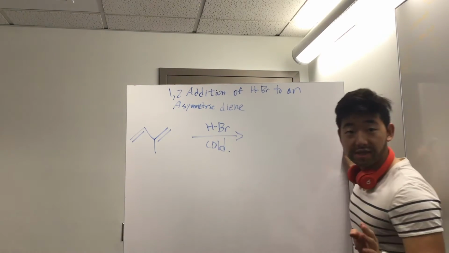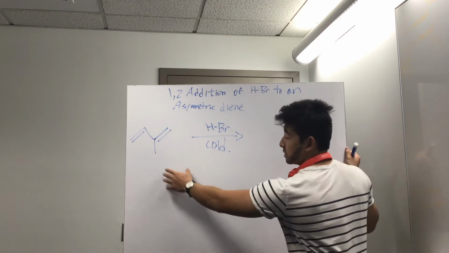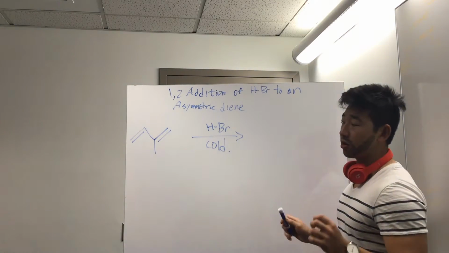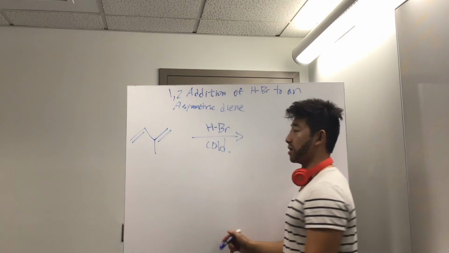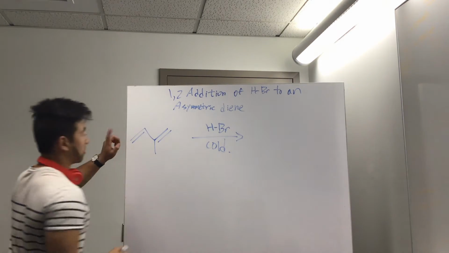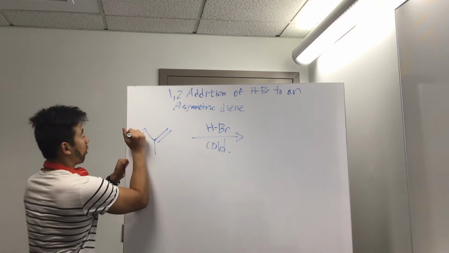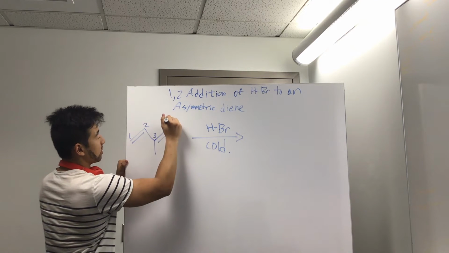So our first step in this case is we're going to want to number the diene, and we're going to number by placing the number 1 on the double bond that is least substituted. In this case, we're going to be numbering from left to right. So this will be 1, 2, 3, and then 4.